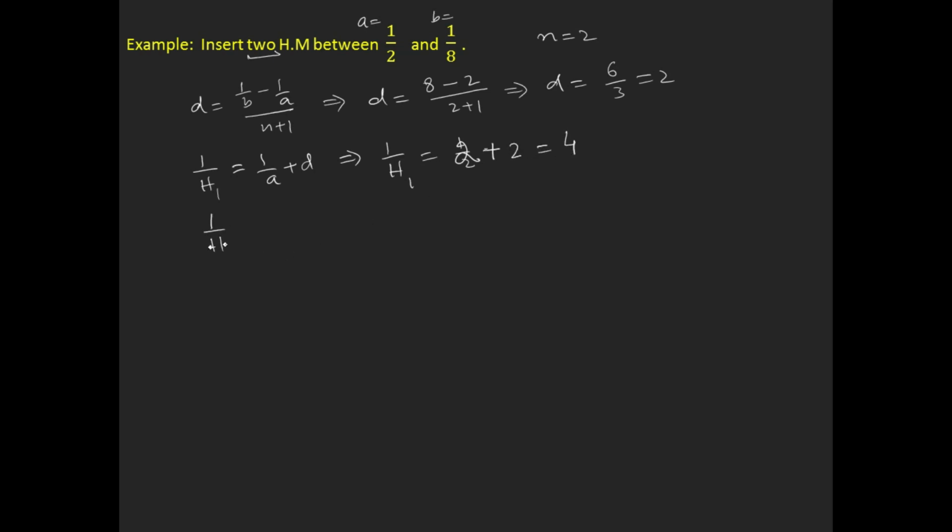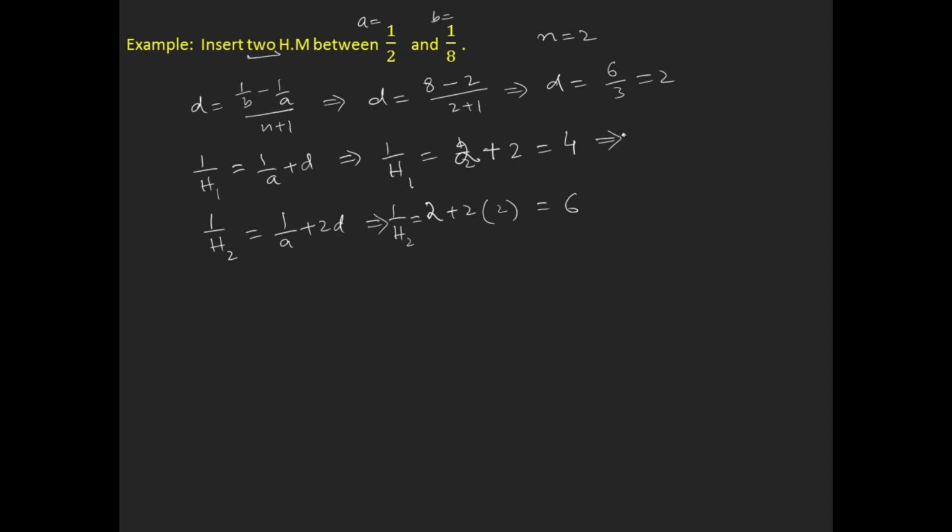1 over H2 is equal to 1 over A plus 2D. And so 1 over H2 is equal to 2 plus 2 into D. So the answer is 6. So 1 over H1 is 4, 1 over H2 is 6.